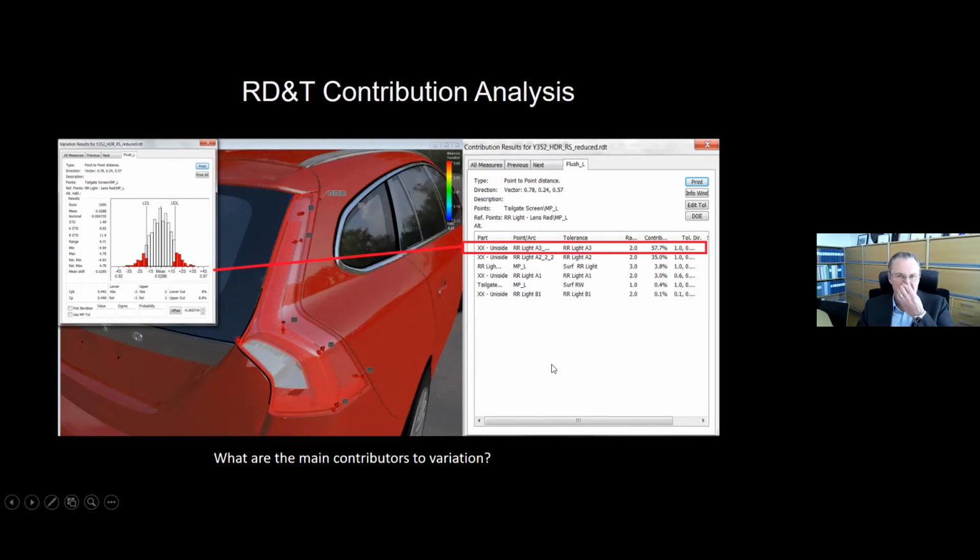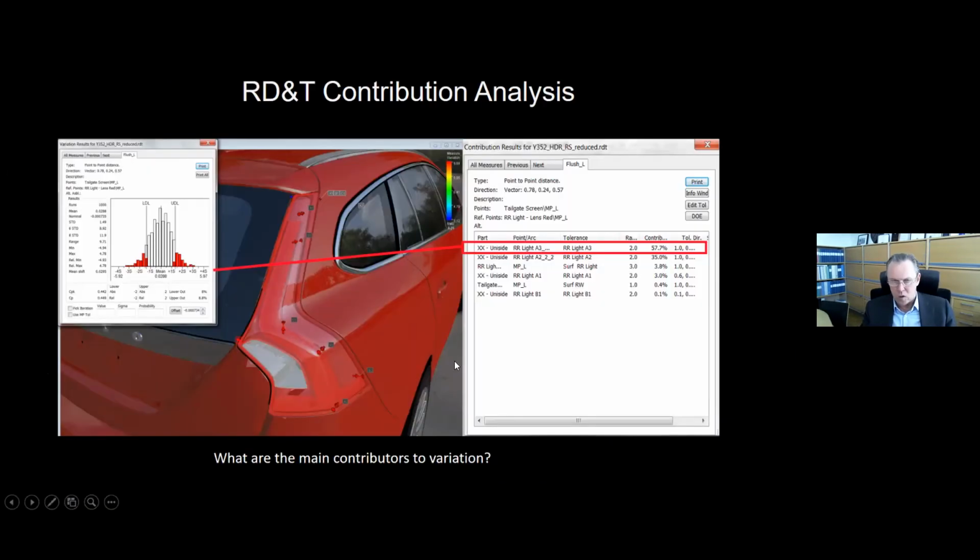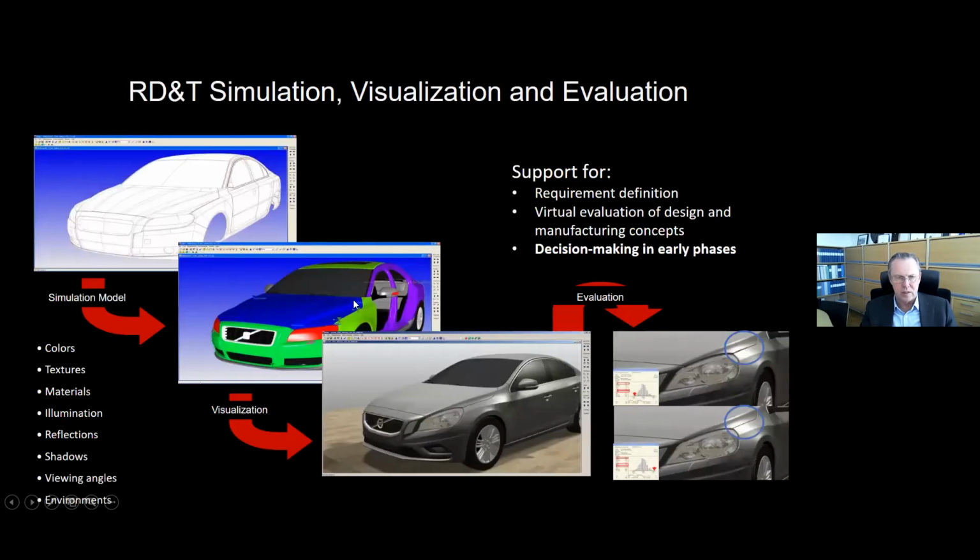So this is the main functionality that we use. And as we have seen, if I go back, this is how the visualization is done in RD&T. If we put all the glossary and environments and everything on, normally engineers don't work in that mode. It may look like this or this, but you can put all these things on, reflection, shadow, and environments and everything to make it look more realistic.